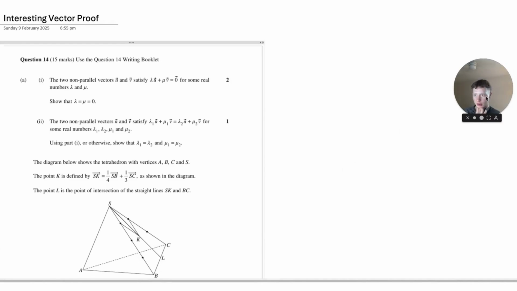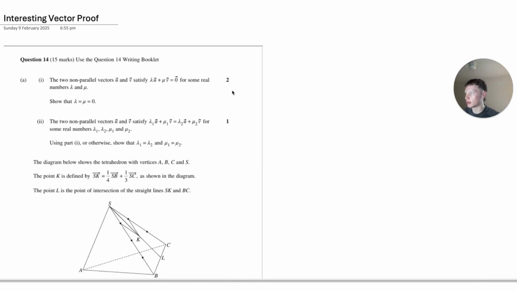This is a really interesting problem. Again, a little bit different from the previous one. And what this calls upon, at least in the first two parts, is a bit of an understanding about what makes vectors parallel and non-parallel.